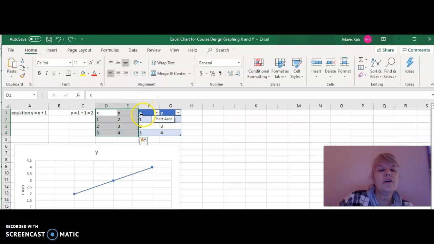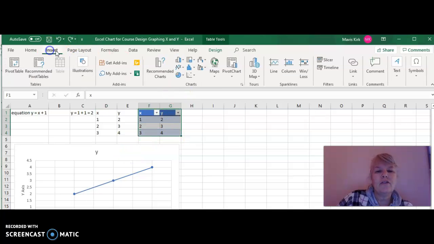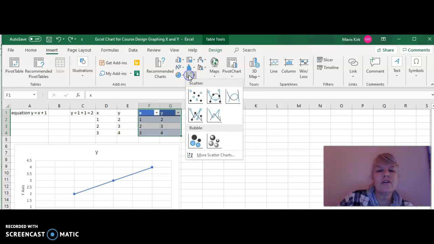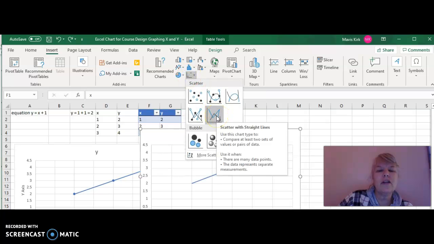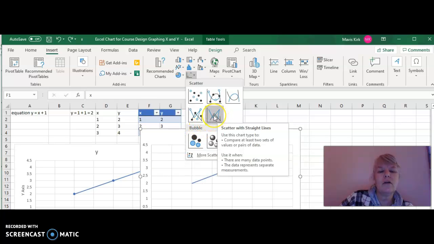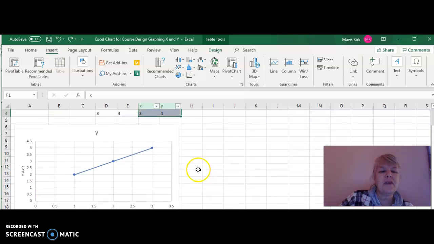Once you get this, you want to make it a graph. So you're going to click that, and you want to insert the chart, the insert scatter XY chart, and you want to choose this one. As you hover over it, it's going to give you an example of what it looks like, which is right down below. If you click on that, it's going to make this chart right here.